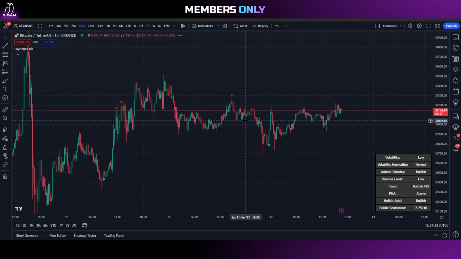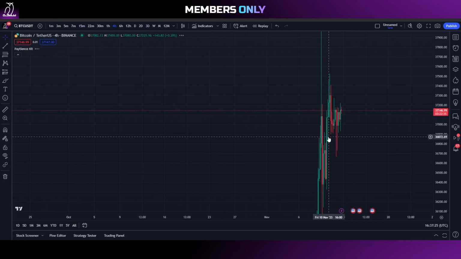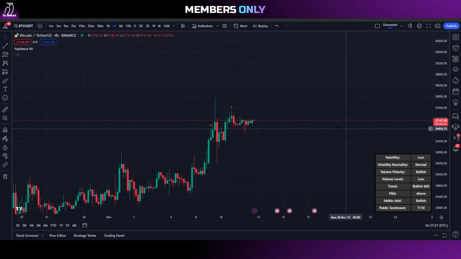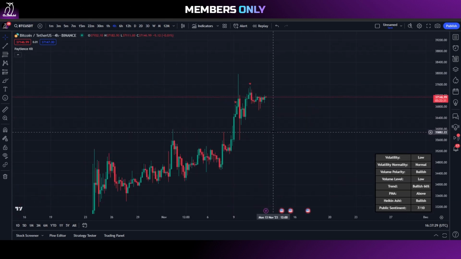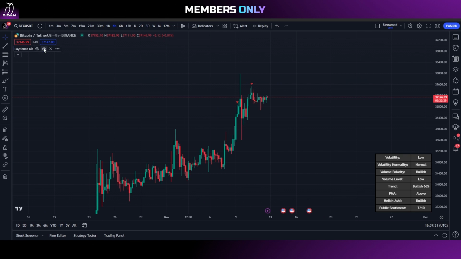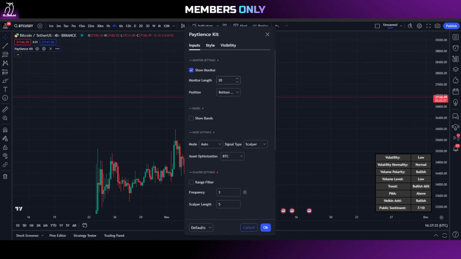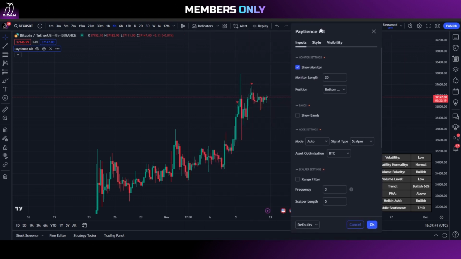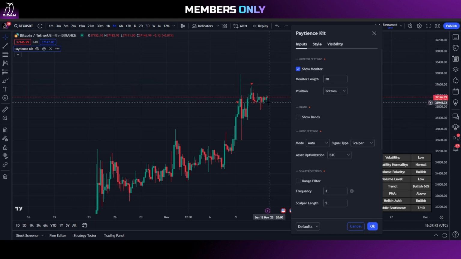Now, when you have the Paytience monitor on, keep in mind that the time frame that you're using this on matters. And this is because the monitor length is reading the candles. So right here, we can tweak the monitor length. Now, this is how far the monitor looks back into the past. So this is only looking 20 periods back or 20 candles back.